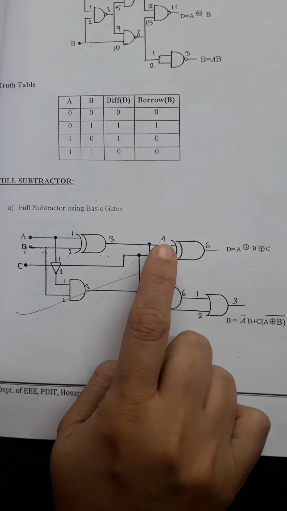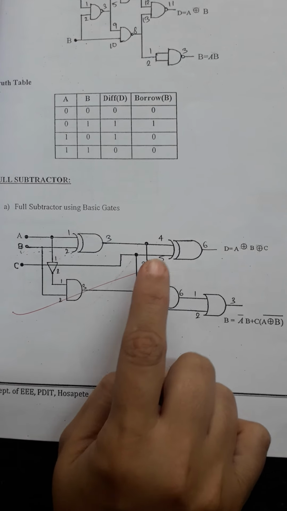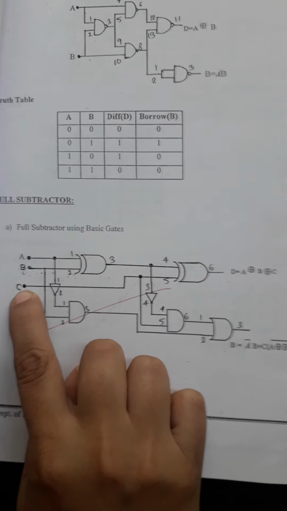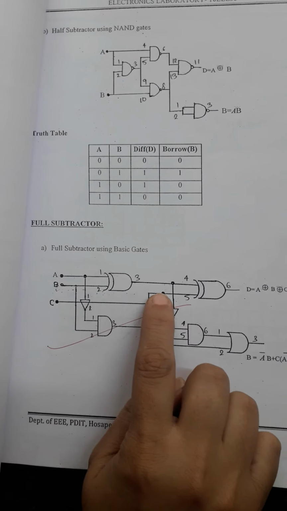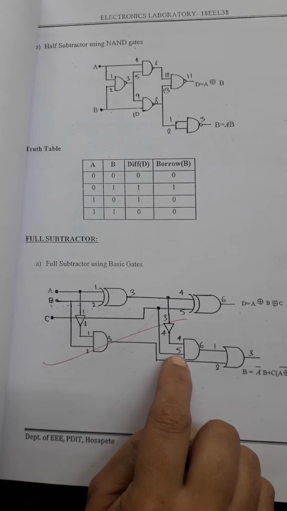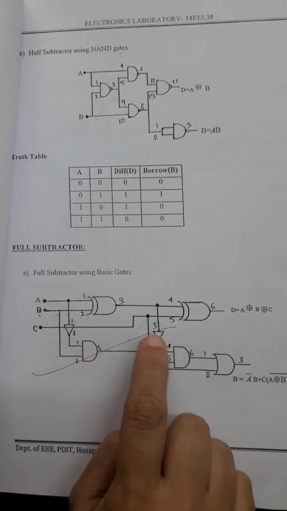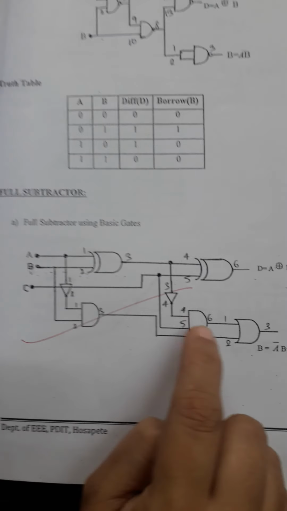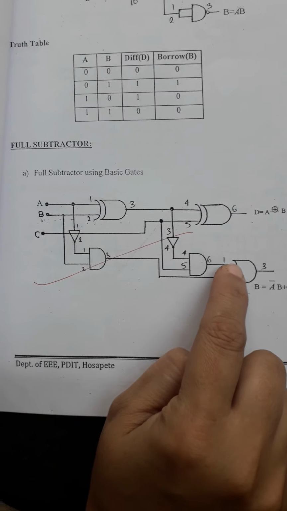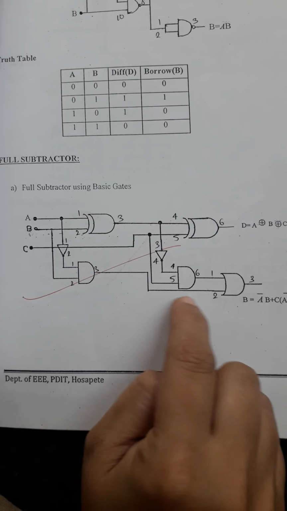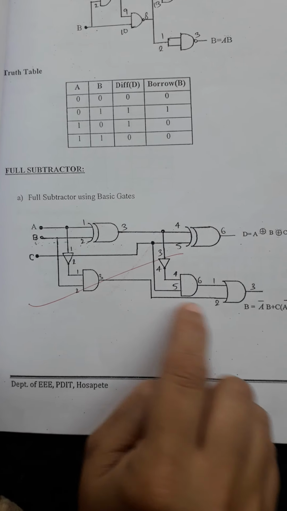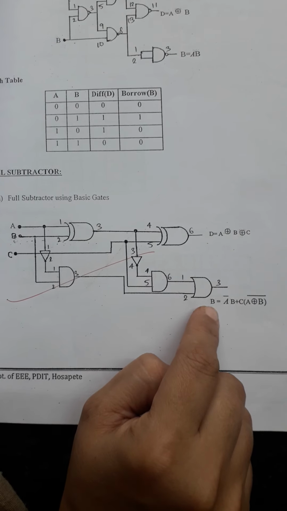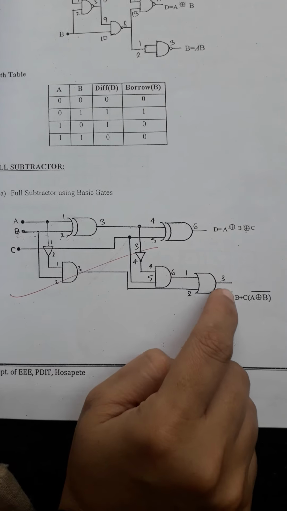3 of XOR gate is connected to 4 of XOR gate, that is the same IC, and 5 of XOR gate is connected to input, one more input, and it is also connected to 5 of AND gate. Now 4 of XOR gate is connected to 3 of NOT gate, 4 of NOT gate is connected to 4 of AND gate, 6 of AND gate is connected to 1 of OR gate, and as already told, 3 of AND gate is connected to 2 of OR gate, and 3 is given to the output, that is called borrow. This is difference and this is borrow.